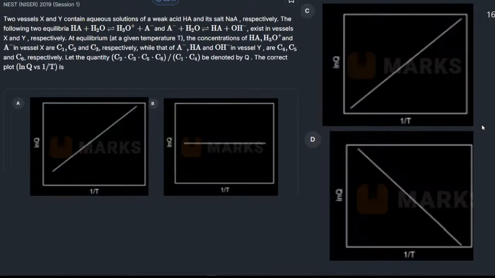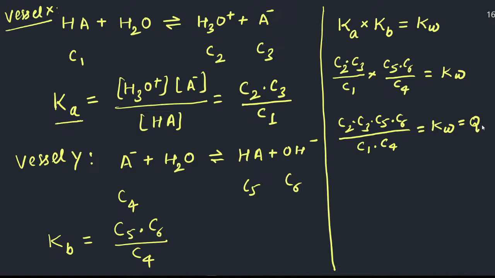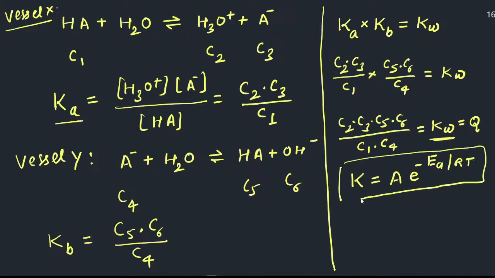C2, C3, C5, C6 divided by C1, C4, it is denoted by Q. That is the ionic product of water, that is, K. And any equilibrium constant or rate constant is related, according to the Arrhenius equation, K equal to A into e raised to power minus Ea by RT. The same is the relation here: Kw equals some constant multiplied by e raised to power minus delta H by RT.